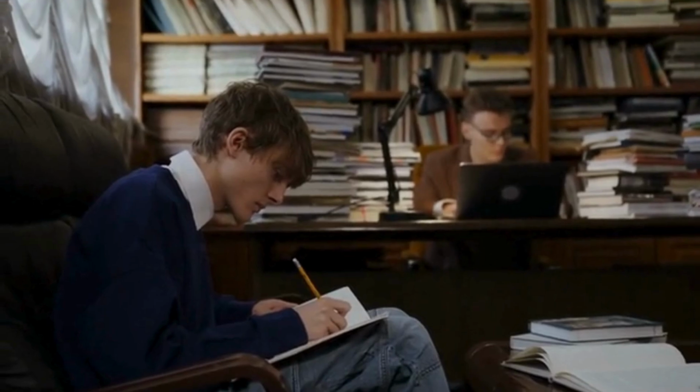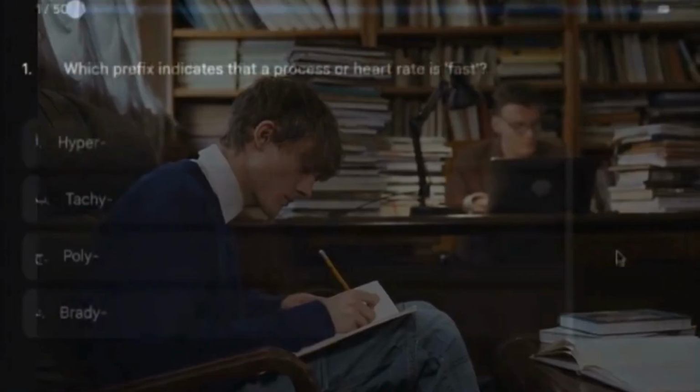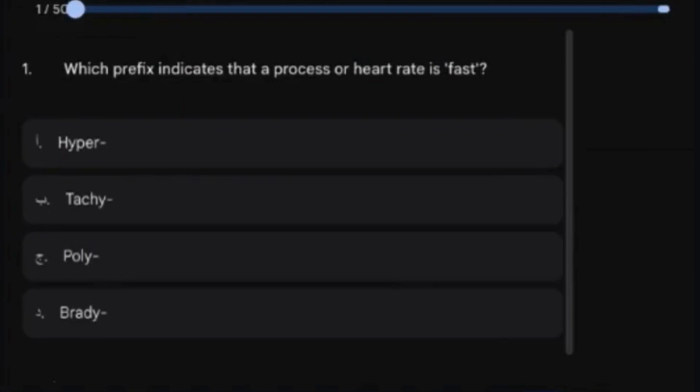So let's get started. I'm Dr. Shema, and this is question number 1. Which prefix indicates a process of a heart rate being fast? Is it hyper, tachy, poly, or brady?